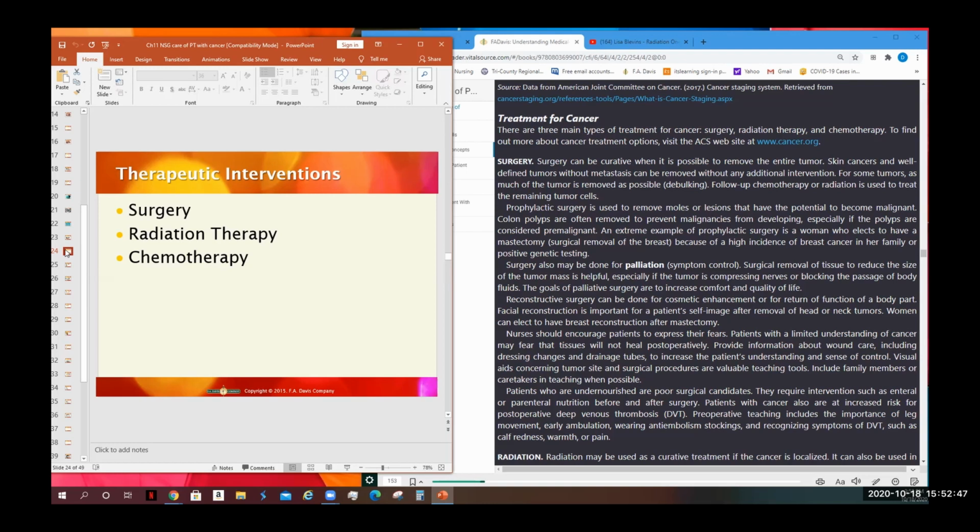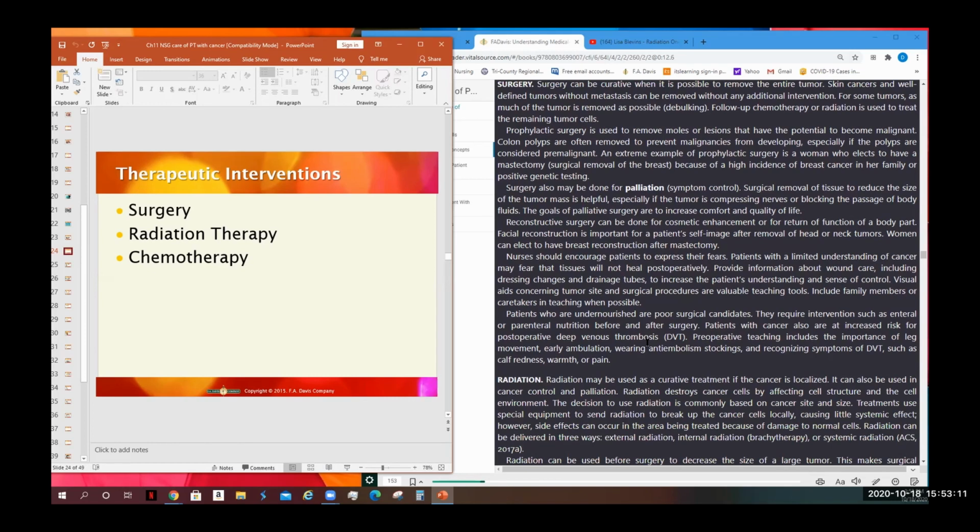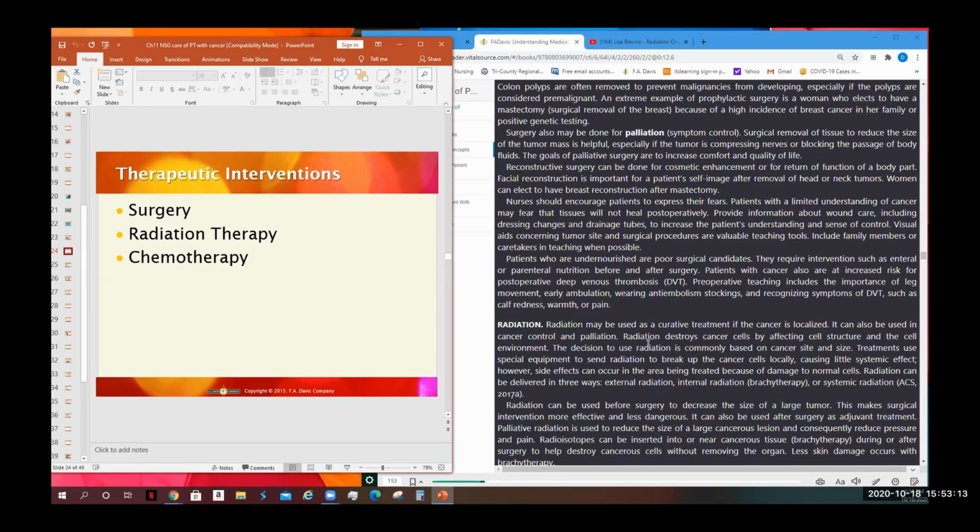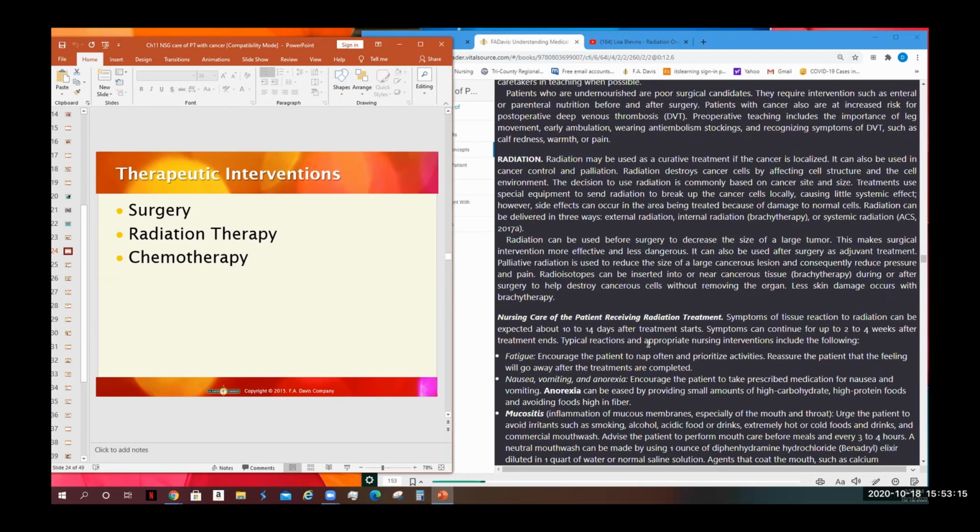Patients with a limited understanding of cancer may fear that tissues will not heal post-operatively. Provide information about wound care, including dressing changes and drainage tubes, to increase the patient's understanding and sense of control. Visual aids concerning tumor site and surgical procedures are valuable teaching tools. Include family members or caretakers in teaching when possible.